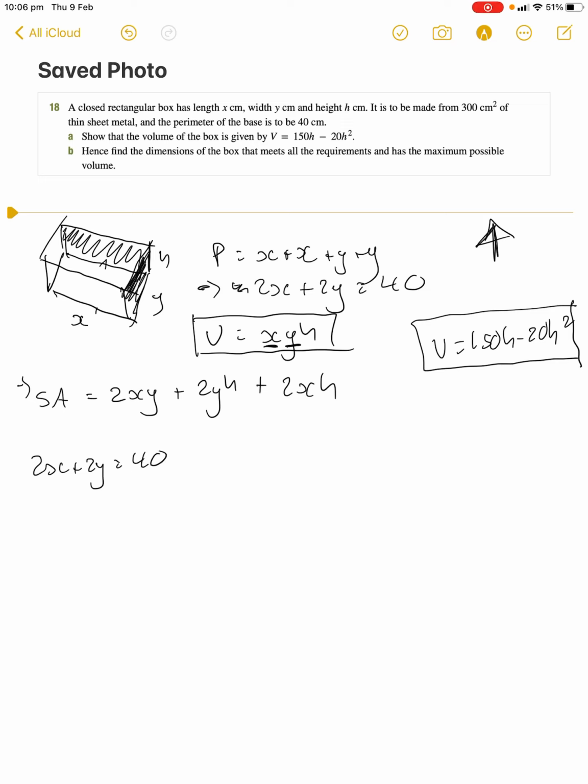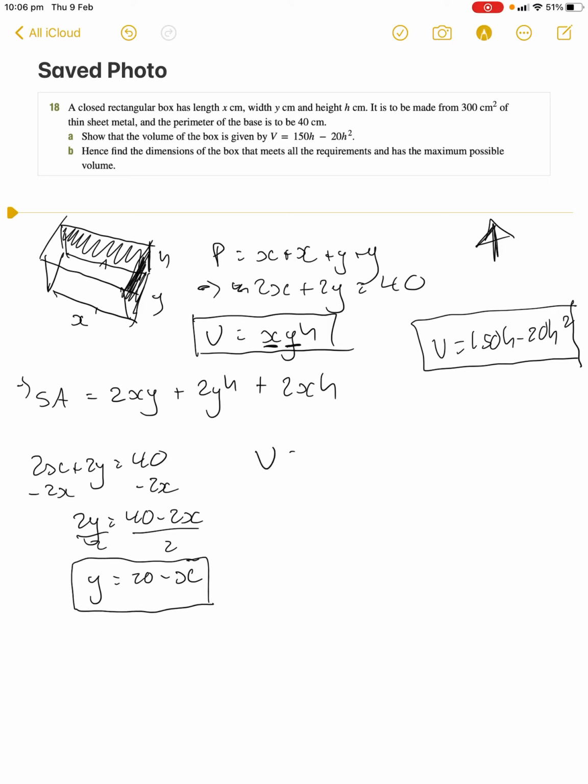What I'm going to do with this is rearrange it to make y the subject. So I'm going to take away 2x from both sides and divide everything by 2. I'm then going to put this into my volume formula. The reason I'm doing this is because I know my end product, I can begin to see what I'm working towards. So we have 20xh minus x squared h.